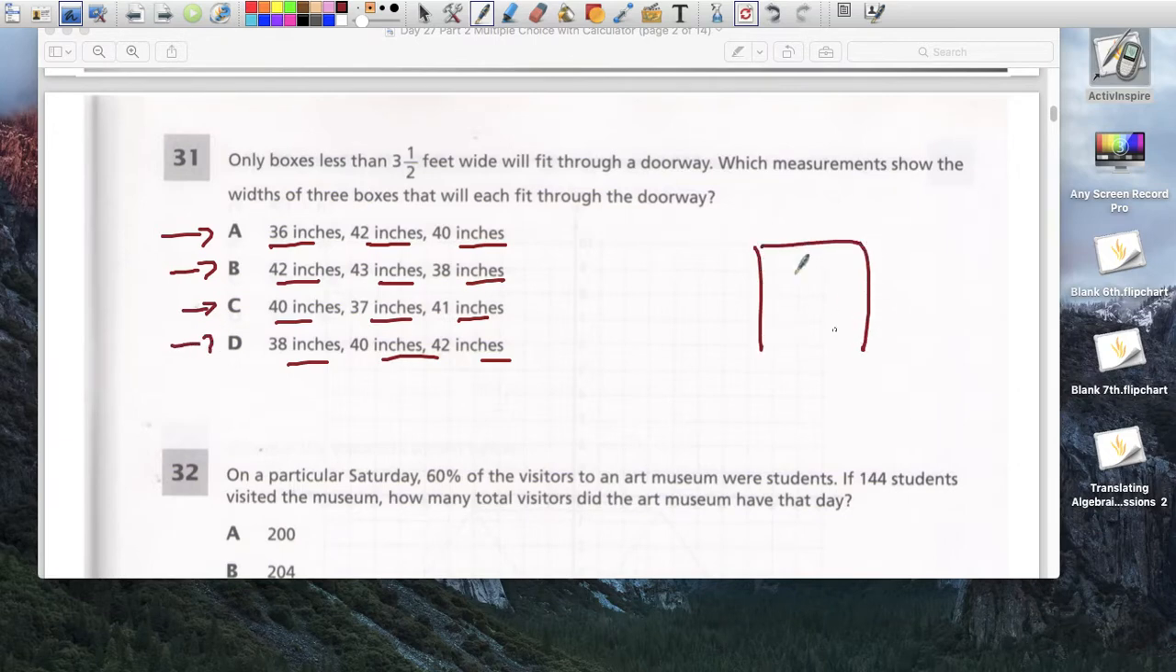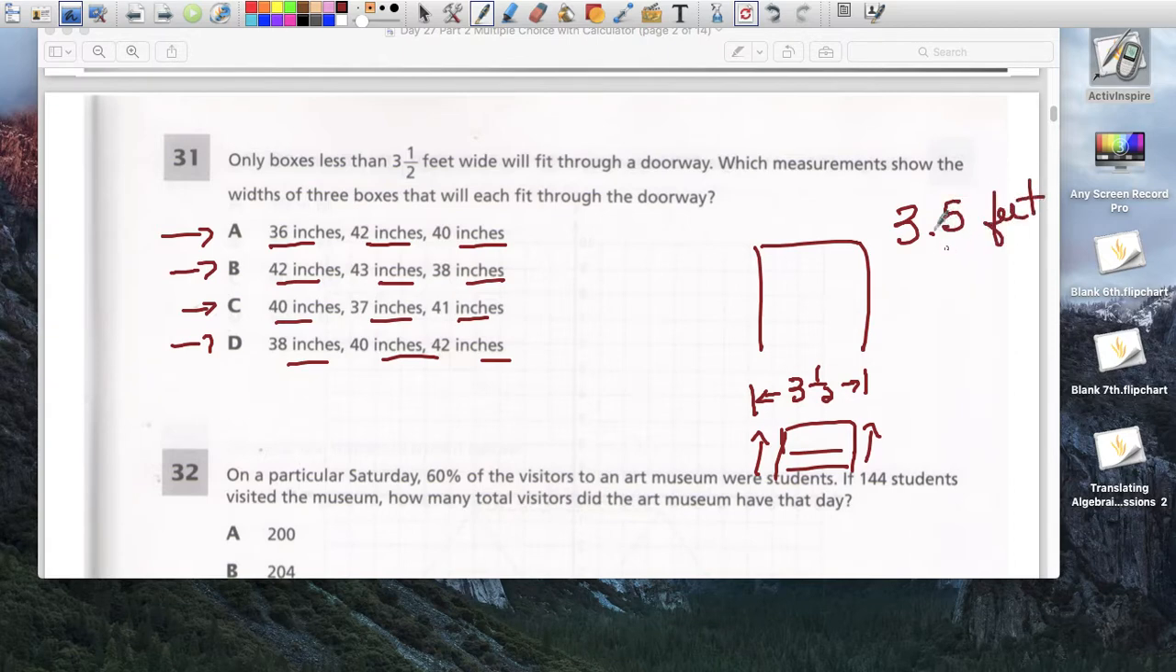So here's a door, and we know that this is 3.5 feet wide from here to here, all the way up here. And we want to put boxes through that door. Now, this is in feet, this is in inches, so this is definitely a conversion question. So how do you know if 36 inches will fit through a 3.5 feet door, or 42 inches, or a 40-inch wide box? How do you know if it's going to fit? Well, let's change 3.5 feet. I know that 1 foot is 12 inches.